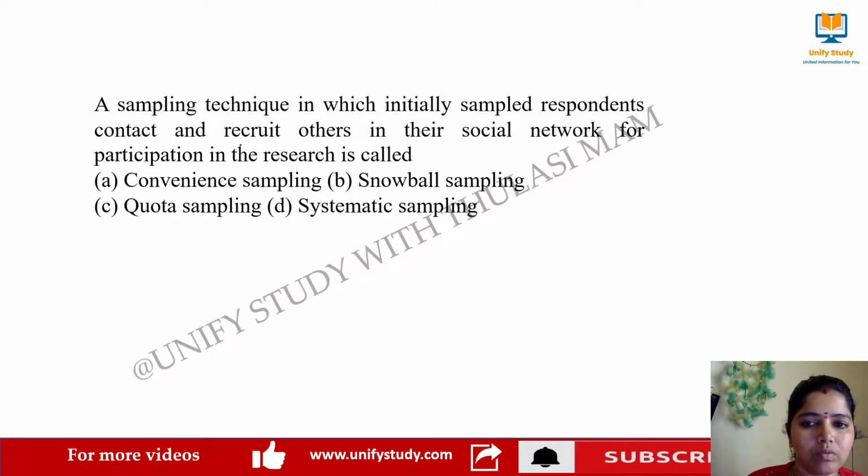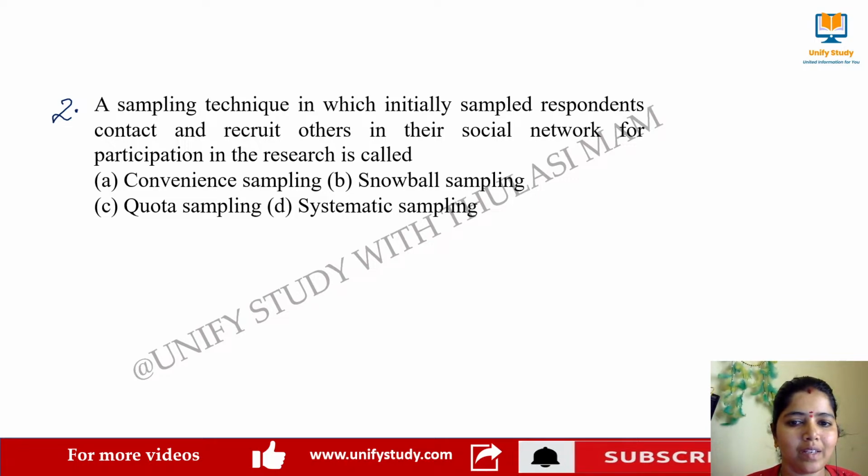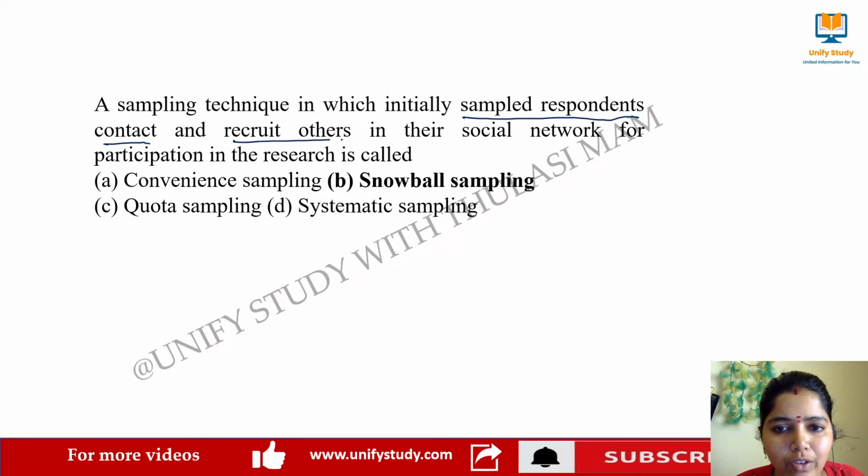Yes, this is question number 2. Very good. All are giving right answers. The right answer for this question is snowball sampling. A sample where respondents contact and recruit others in their social network for participation in the research is called snowball sampling.